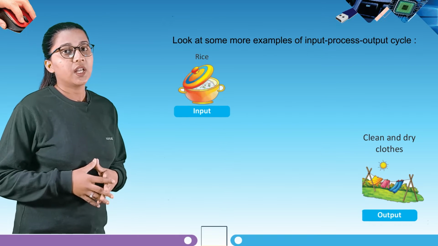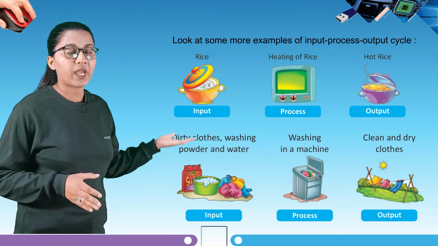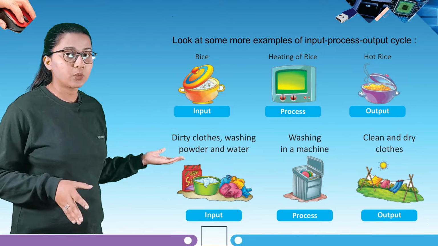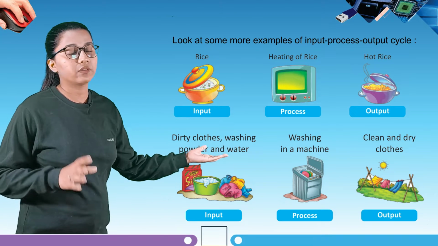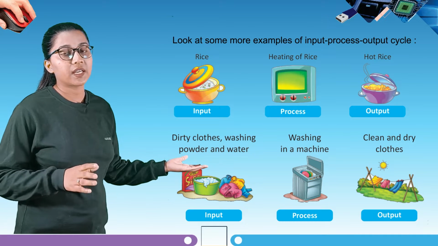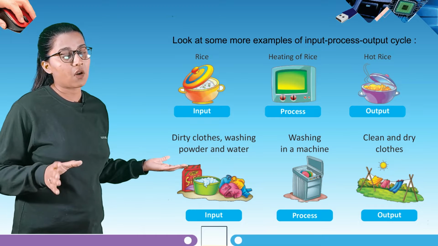So students, here you can see a picture of a rice as input, microwave oven as a process, and a hot rice as an output. So students, what is the process? First we have raw rice, then we cooked it in a microwave, that is our process, and then we have our final product as a hot rice.